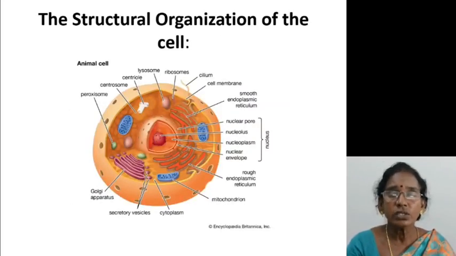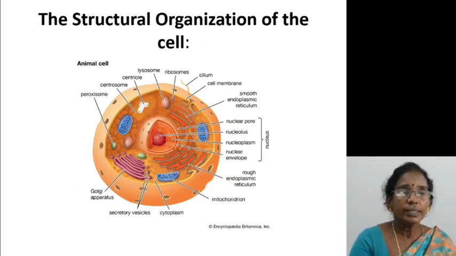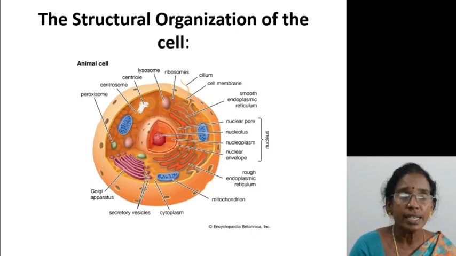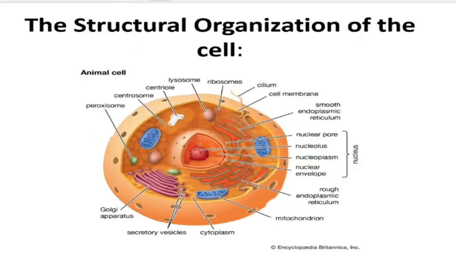Now, let us see the structural organization of the cell. Structural organization. The typical cell means the usual cell. The typical cell consists of three major parts, that is an outer membrane, a liquid cytoplasm and a nucleus.